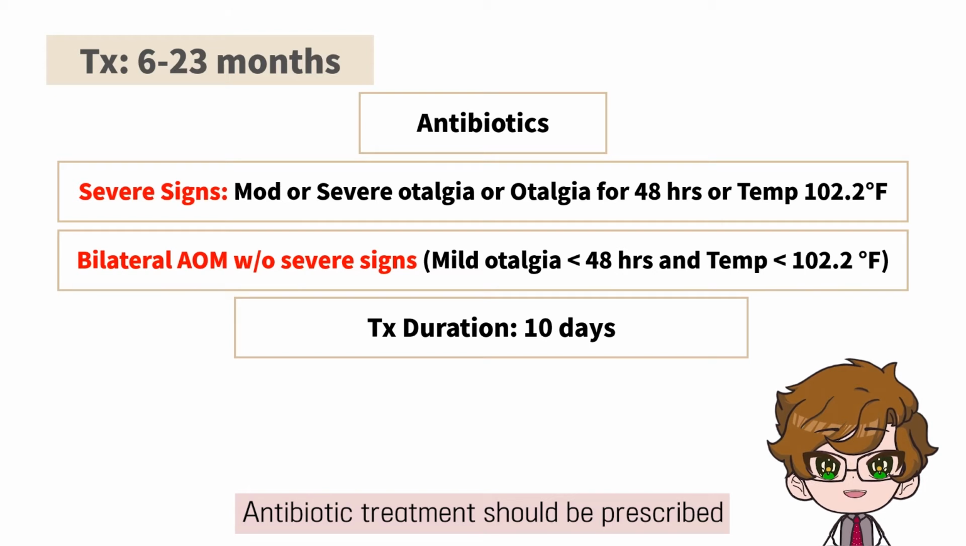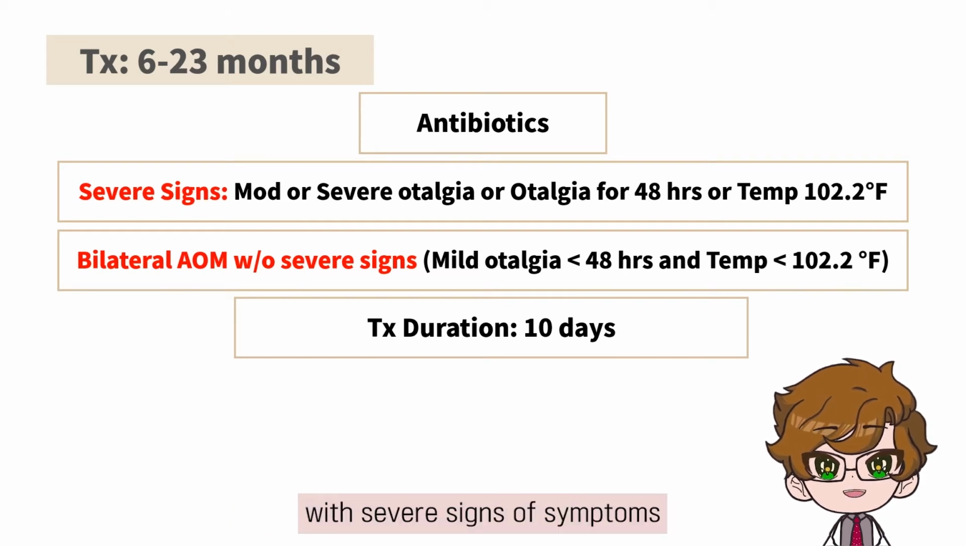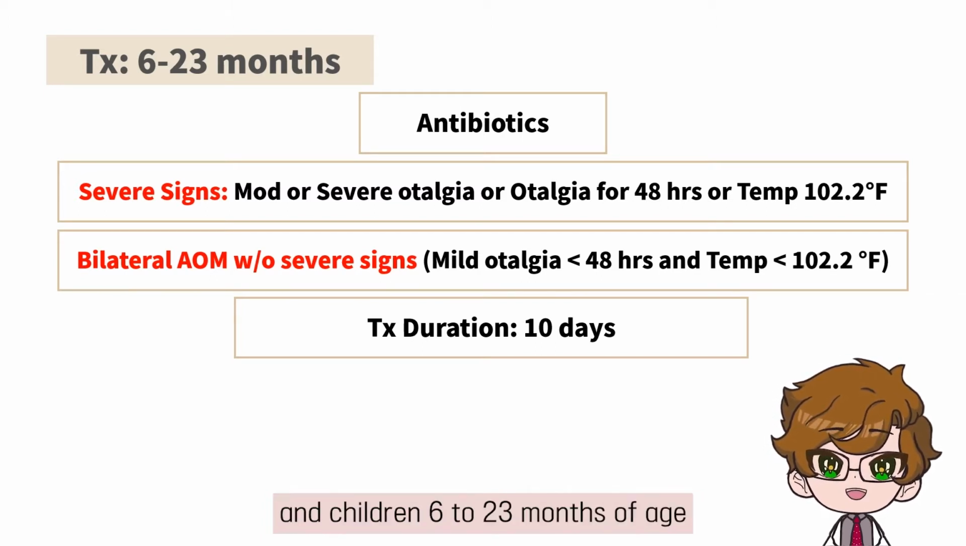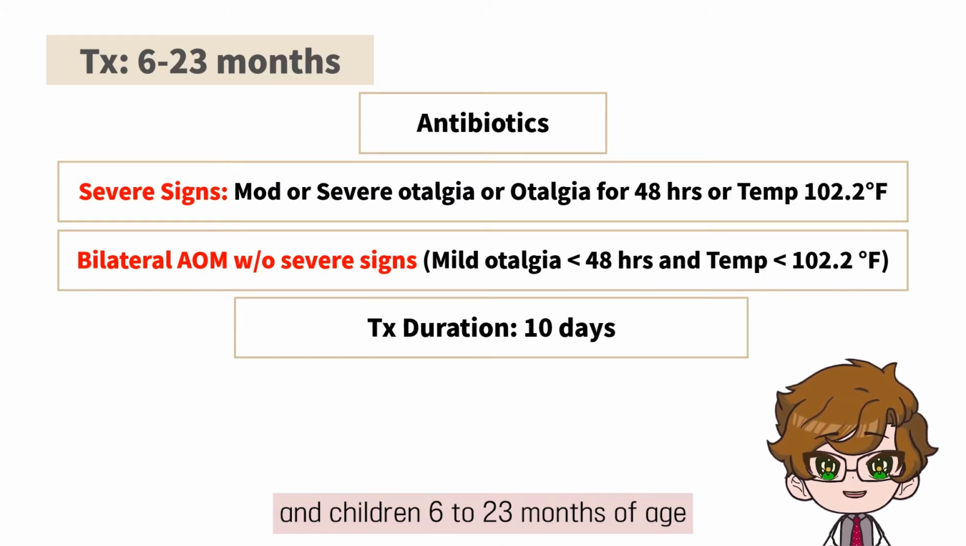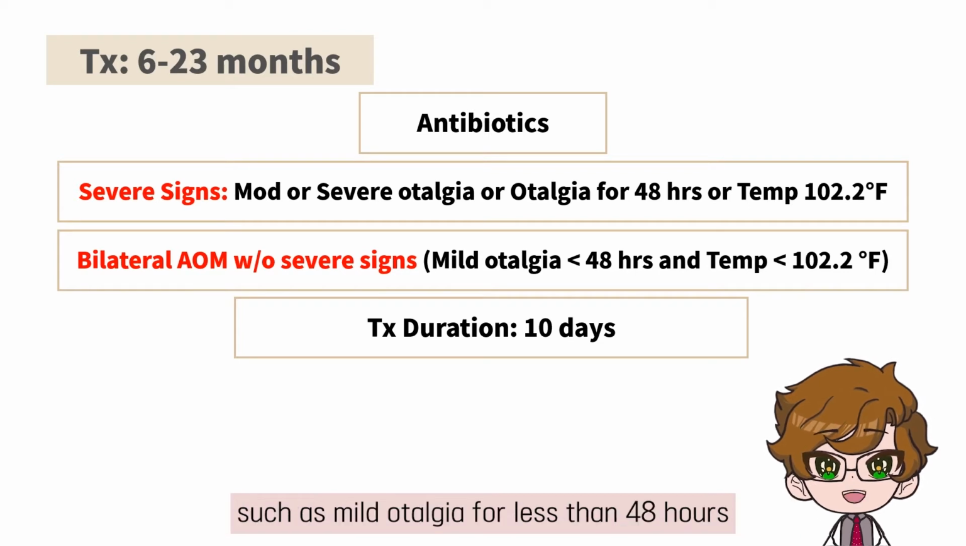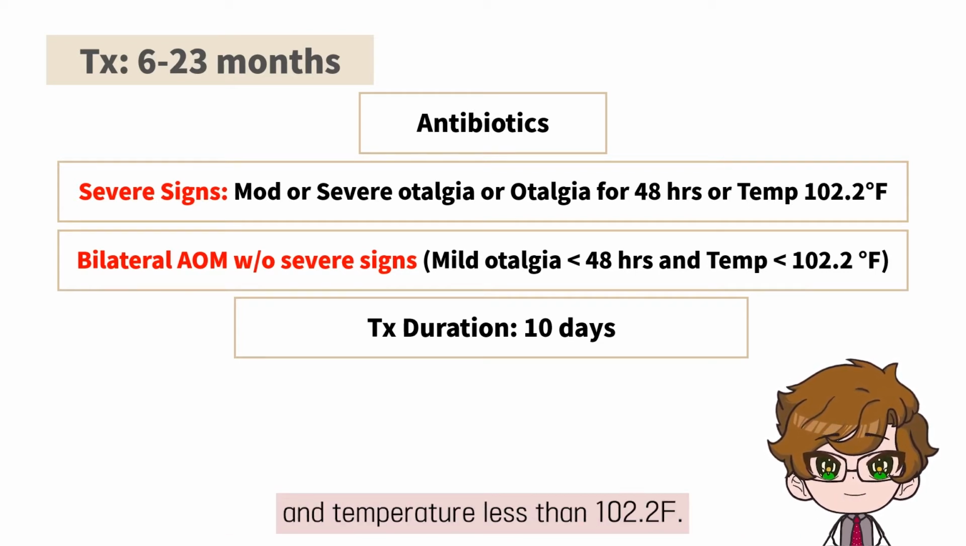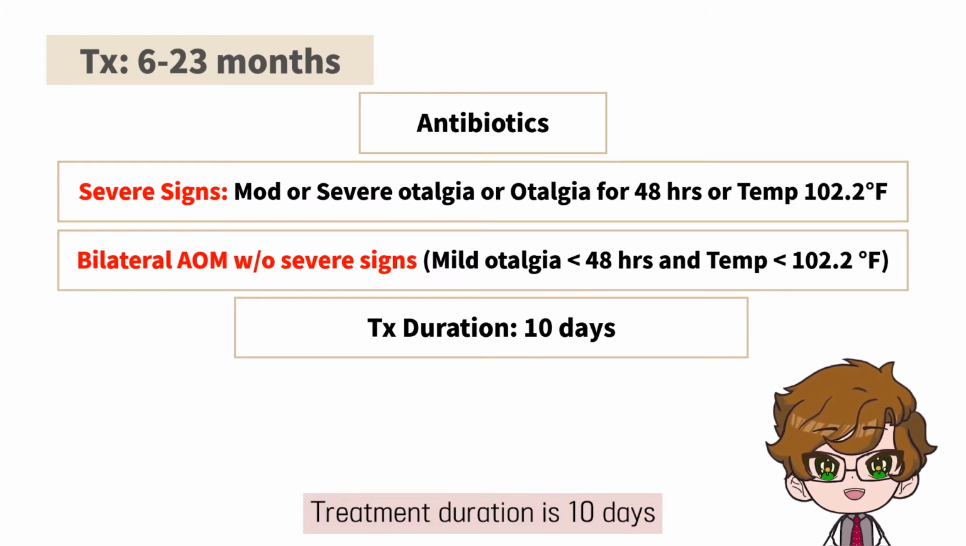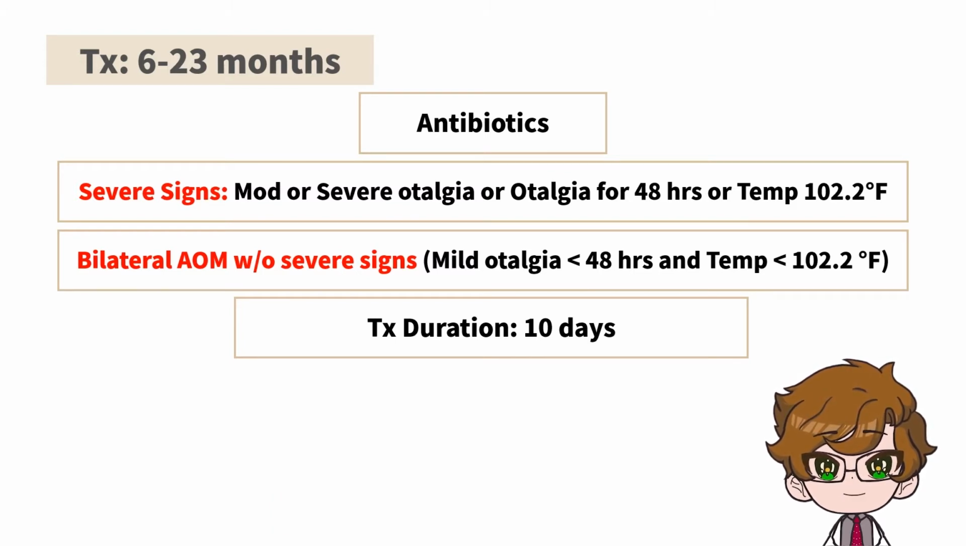Antibiotic treatment should be prescribed for children 6 months and older with severe signs and symptoms, such as moderate or severe otalgia for at least 48 hours or temperature of 102.2, and children 6 to 23 months of age with bilateral AOM without severe signs or symptoms, such as mild otalgia for less than 48 hours and temperature less than 102.2. Treatment duration is 10 days for children under 2 years of age.